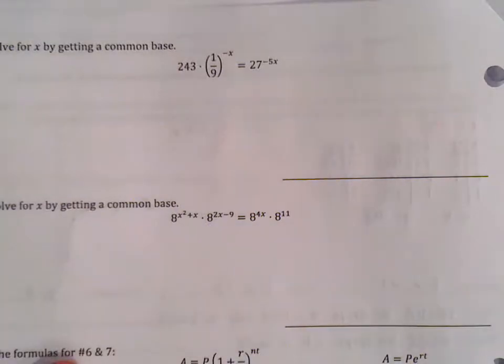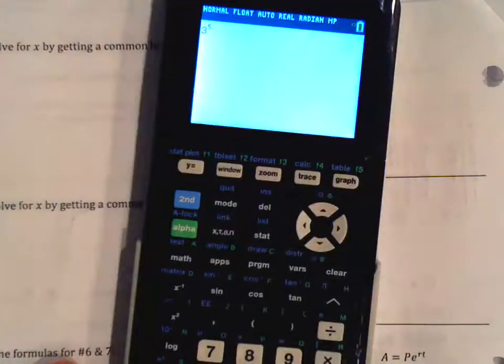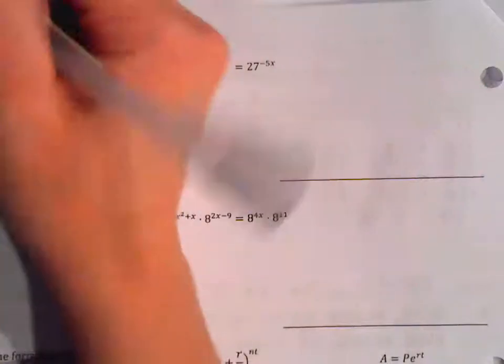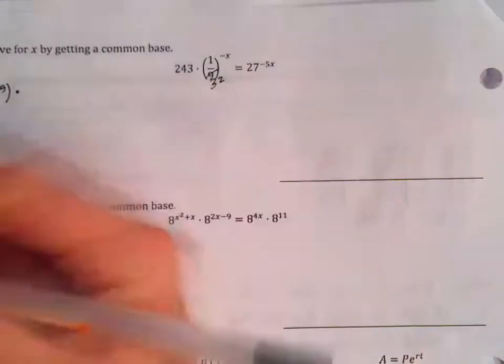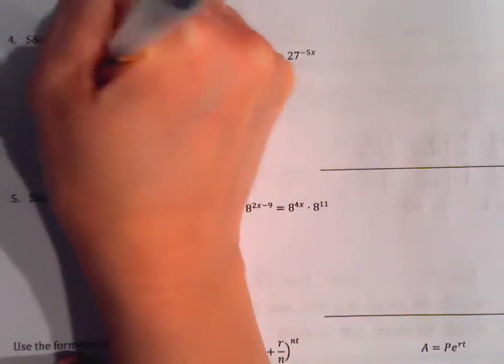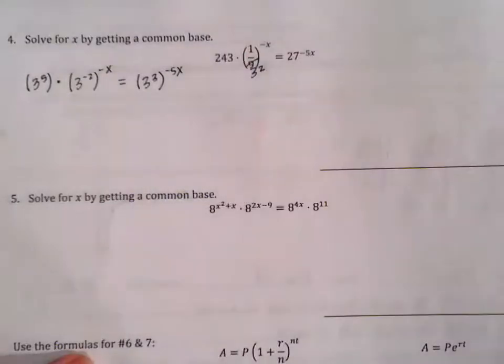And then 243, if you don't know, you can just guess and check. So I know it's 3 to the 5th power, but if you didn't, you could go 3 to the 4th, 3 to the 5th, and just guess and check, knowing what you know about these. So 243, we're just going to rewrite it as 3 to the 5th times, and then remember, this is 3 squared, but when I write it not as a fraction, I'm going to rewrite it as 3 to the negative 2nd power, and then raised to the negative x equals 27 is 3 to the 3rd power raised to the negative 5x.